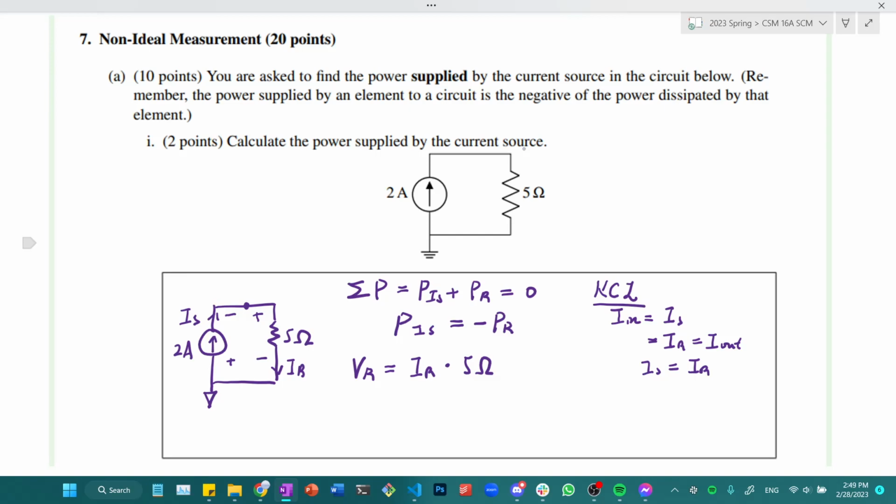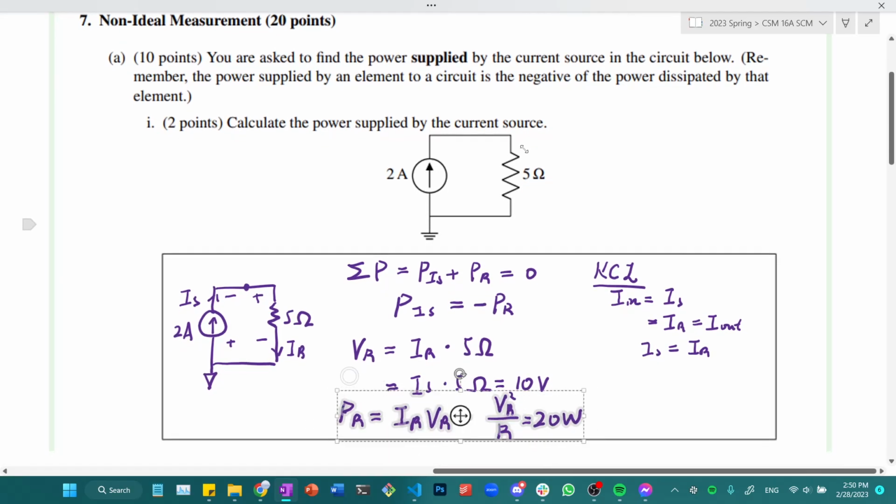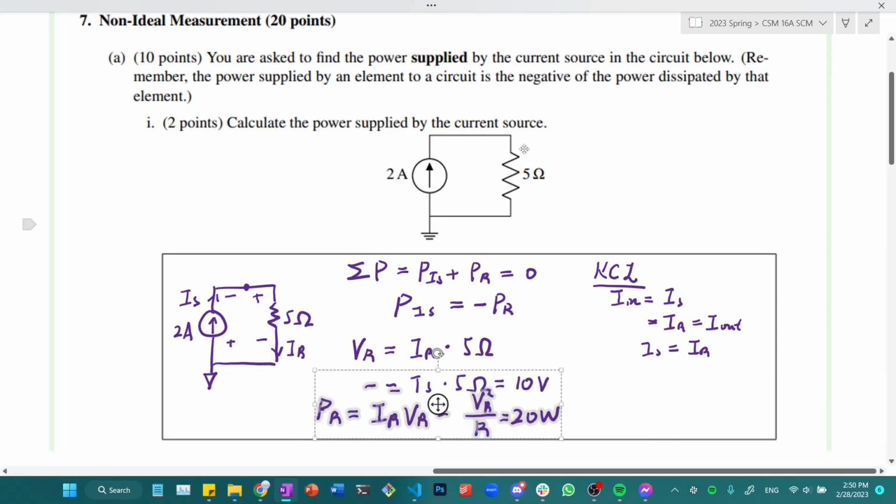So once we know that, the voltage across the resistor is essentially equal to IS times 5 ohms, which is equal to 10 volts. Therefore, the power of the resistor will be equal to, now there are two ways to calculate it. Either you can use P equals IV, or you can use V squared over R. And either way, we will end up with the same expression, that the power of the resistor is 20 watts. So a resistor in this circuit dissipates 20 watts worth of power. So it dissipates energy in this manner.